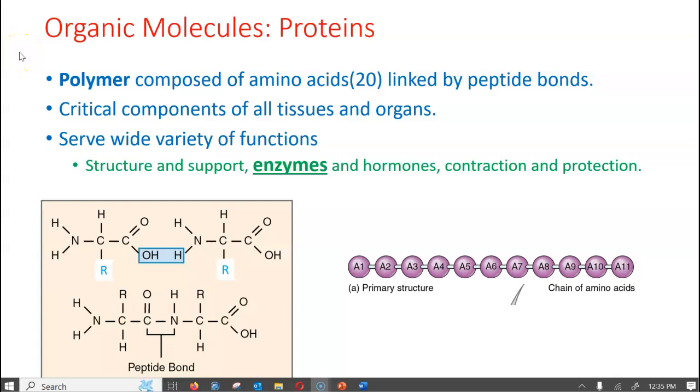Hey, welcome back. We've got proteins and nucleic acids left to talk about. We're going to start with proteins.